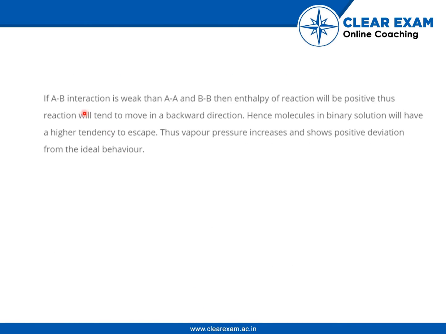Okay? So if AB interaction is weaker than AA and BB, then enthalpy of mixing will be positive. Thus, the reaction will tend to move in the backward direction. Hence, molecules in the binary solution will have a higher tendency to escape. Thus, vapor pressure increases and shows positive deviation from the ideal behavior.